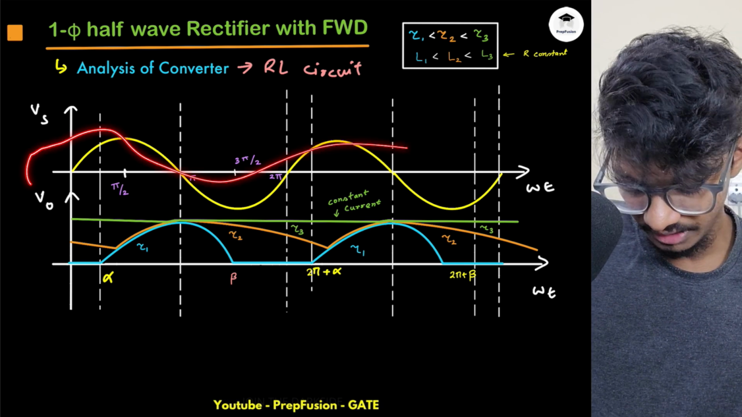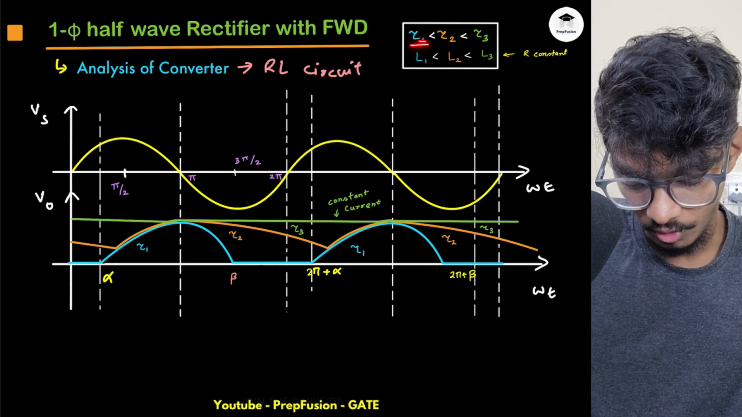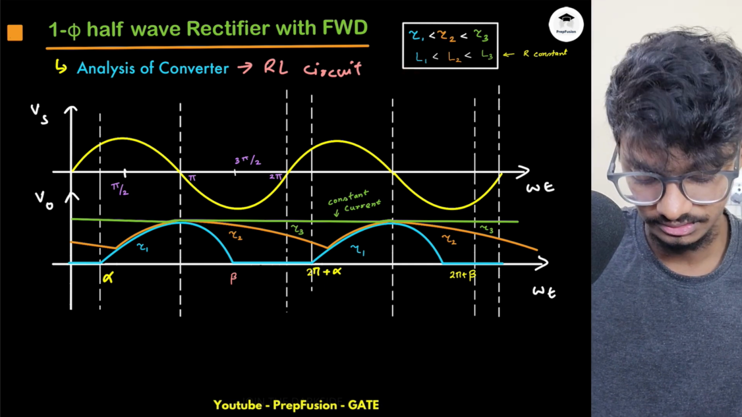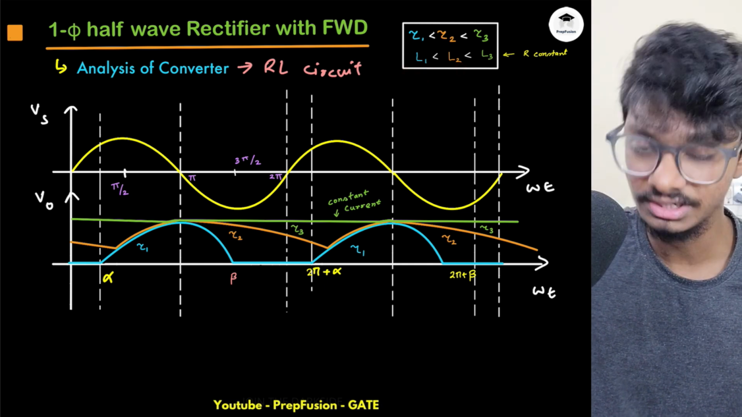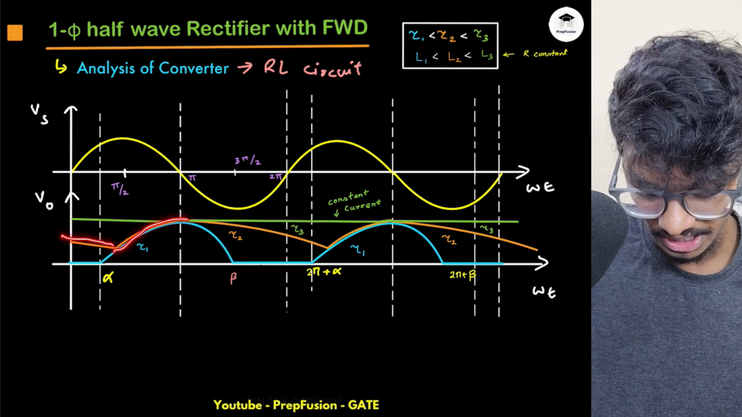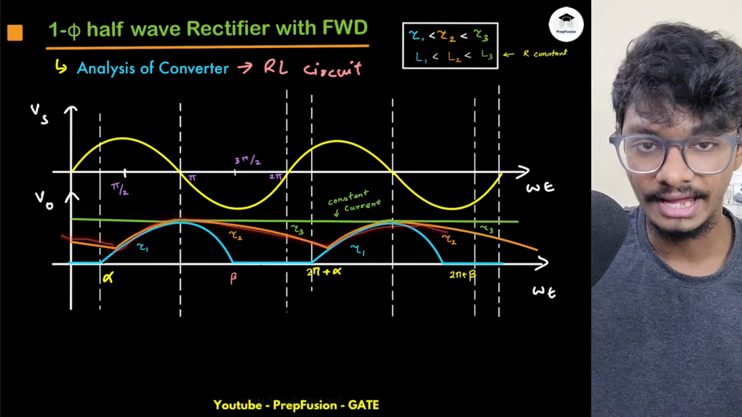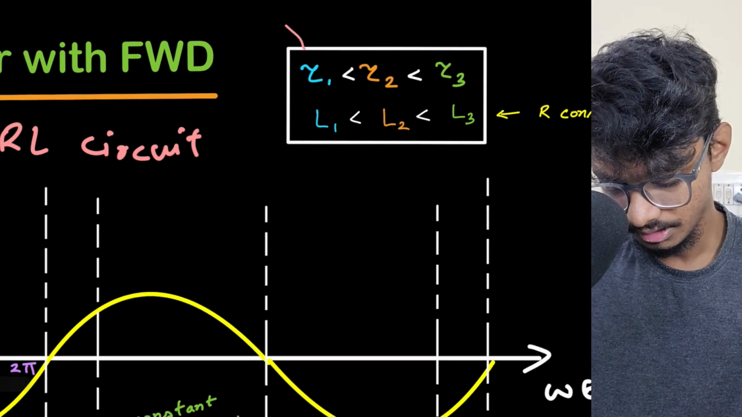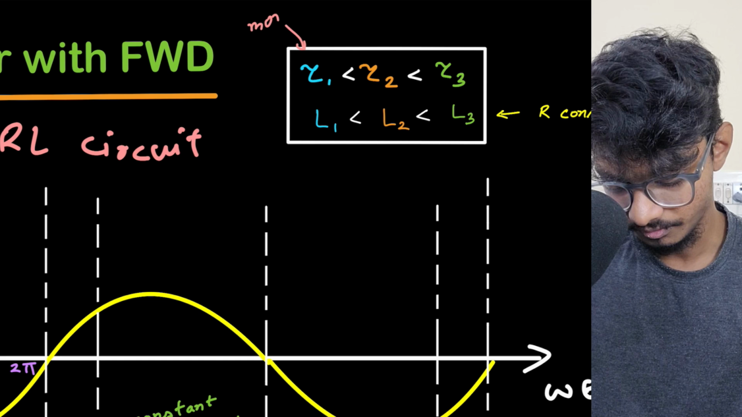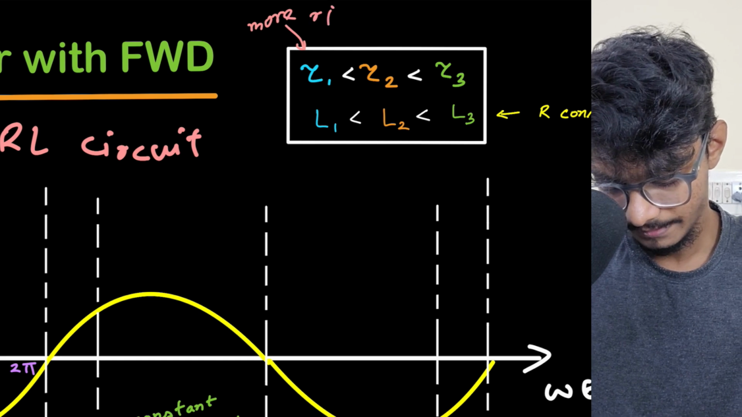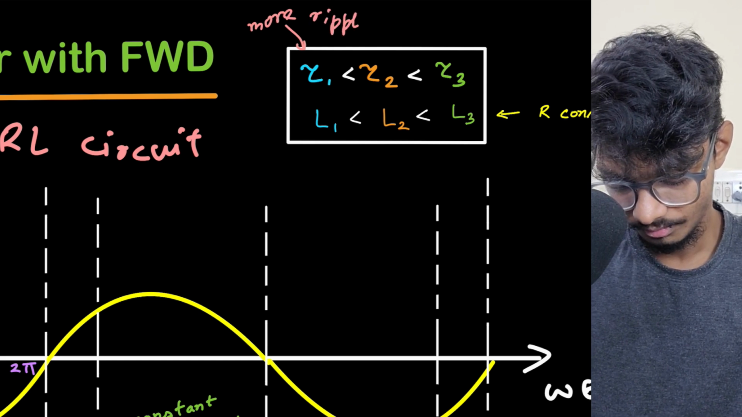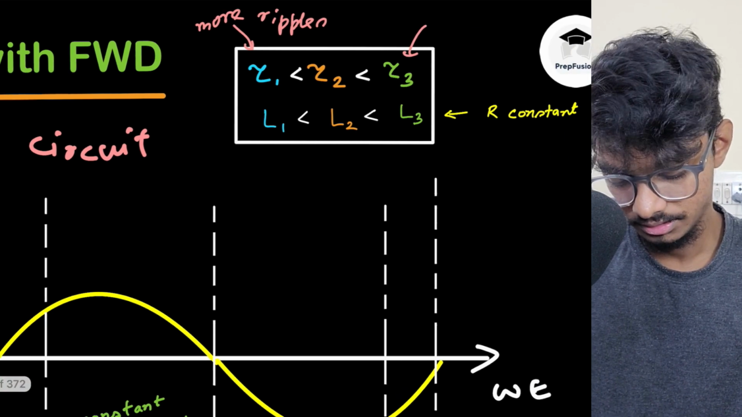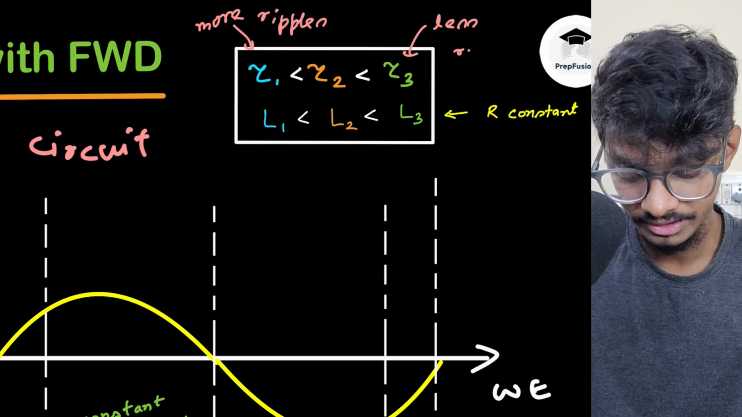And this is the supply voltage, and tau 1 is less than tau 2 is less than tau 3. Basically the inductance is lower than the second one, lower than the third one. As the inductance is lower, it is discharging more. The current has more ripples. As the time constant is lower, I am getting more ripples in the current waveform. And as my time constant is getting higher, I'm getting fewer ripples. So that's how it reduces ripples as well.